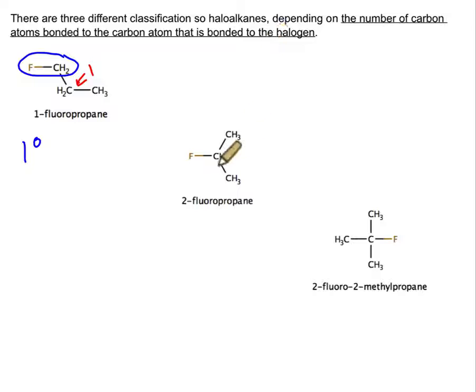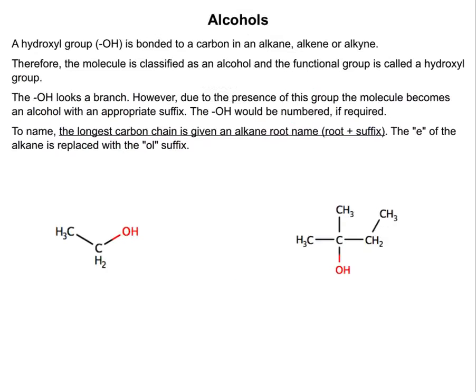If you look at the second example, here's my carbon bonding the fluorine, and the carbon that contains the functional group is bonded to 2 other carbons, so that is a secondary haloalkane. And finally, here's my carbon bonding the fluorine, and I have 1, 2, 3 other carbons bonded to it, and so this is a tertiary haloalkane. 2-fluoro, 2-methylpropane is a tertiary haloalkane.